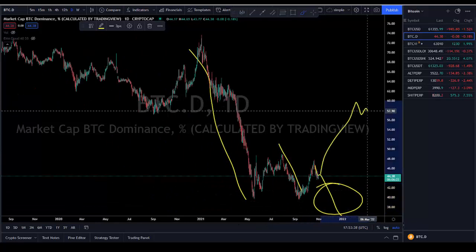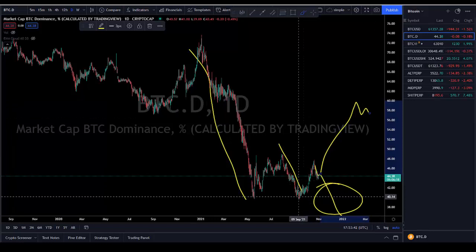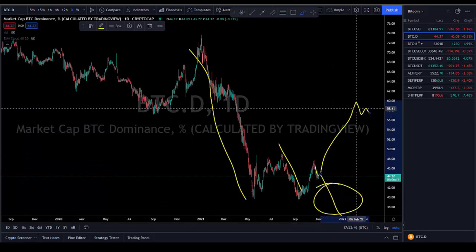If it pulls up like this, alts are going to give us another phase, another chance to get in at crazy prices, crazy value. If Bitcoin's taking off, crushing altcoins down like this, we're going to really be able to pick up.